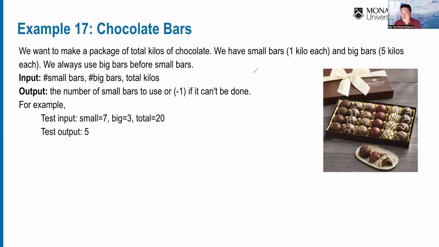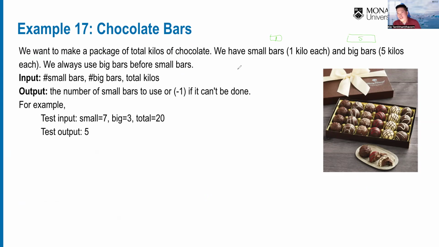All right, and the rules here. Okay, we are in the chocolate factory. The rule here is that we want to make a package of the total kilos of chocolate. Okay, so this box is 1 kilo, 1 kg chocolate bars. Okay, we have small bars, 1 kilo each. So we have a small bar, only one kilo. Okay, and the big bar here is 5, which equals 5 kilos.